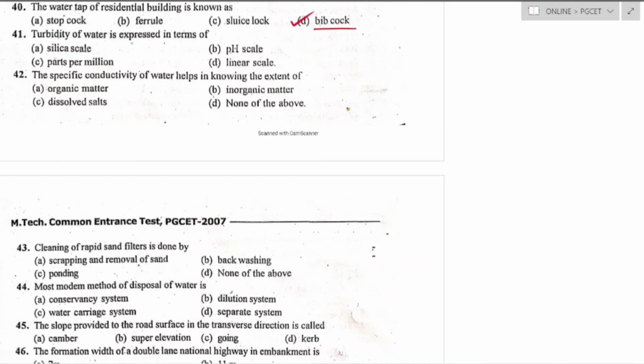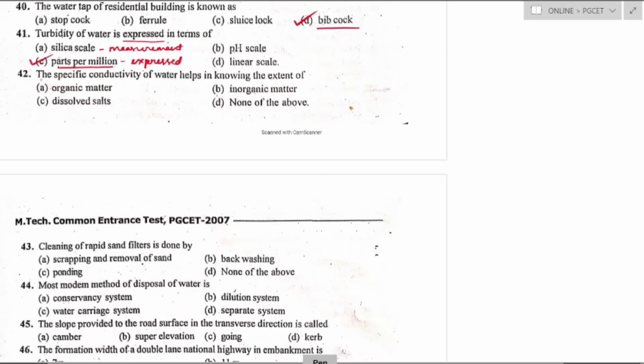Question number 41. Turbidity of the water is expressed in terms of parts per million. That is, option C will be the right answer. If they ask what turbidity of the water is measured in, the right answer is silica scale. Measurement is done in standard silica scale and it is expressed in parts per million. So option C will be the right answer.